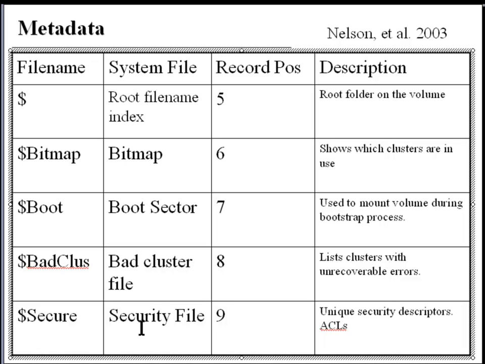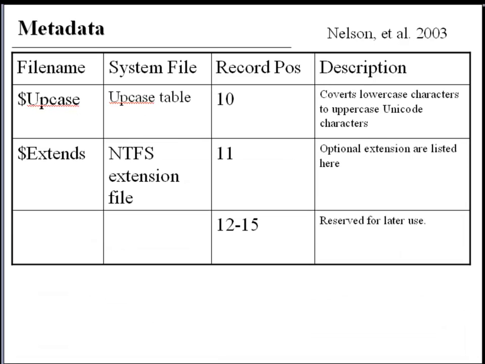And you have the secure file, which is a security file, which has unique security descriptors. ACL stands for Access Control Lists, which is something you should have already had in my course in Computer and Network Security. The Access Control List indicates what users have what privileges for a particular file. Then you have uppercase, which is an uppercase table that converts lowercase characters to uppercase Unicode characters. And then we have the extend file, which lists optional extensions, and the rest of this metadata area is reserved for later use.